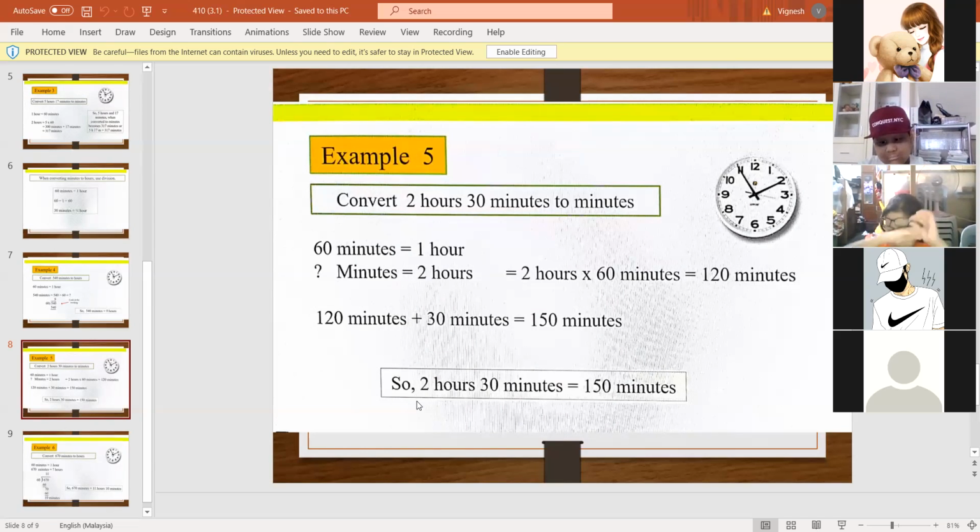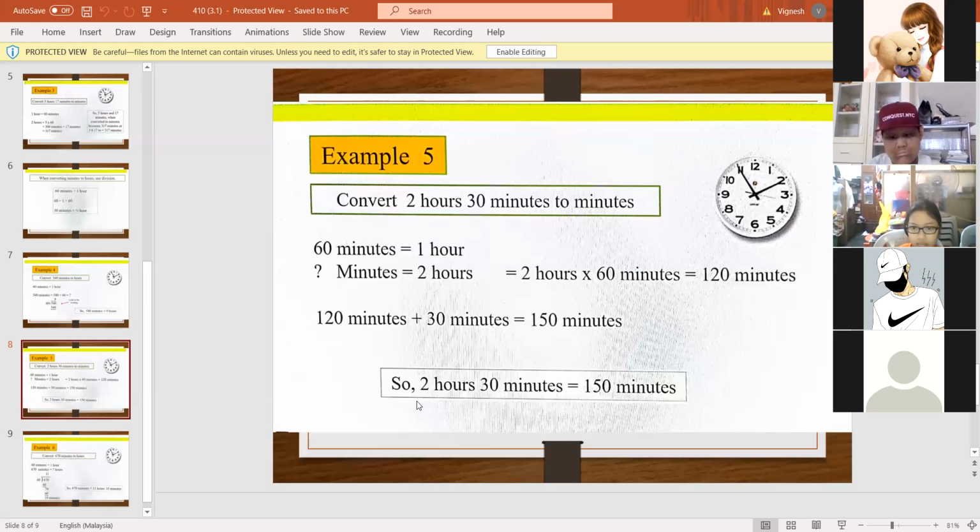Convert 2 hours, 30 minutes to minutes. That means 1 hour is equal to 60 minutes. 2 hours, you have to multiply it with 60 minutes, correct? 2 hours is equal to how many minutes, class? Focus here, everyone. If you multiply 2 hours with 60 minutes, how many minutes for 2 hours? 120 minutes. Very good.